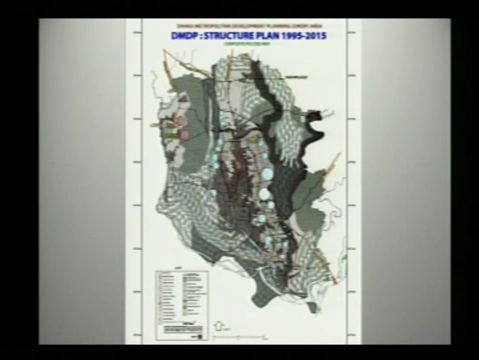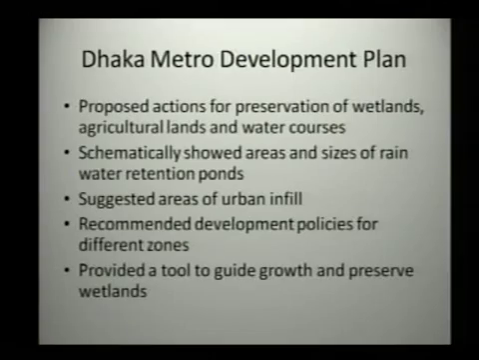You can see some circles within this area, and these circles indicate the size of the retention ponds and the schematic areas of retention ponds where there should be no development. These areas should remain as they are to retain the rainwater. So this provided a tool for the Capital Development Authority, which is responsible for controlling the development of the city. It provided a tool for development control.